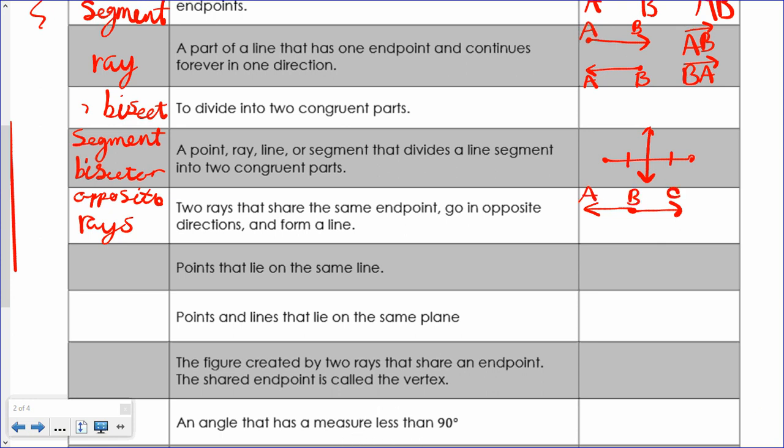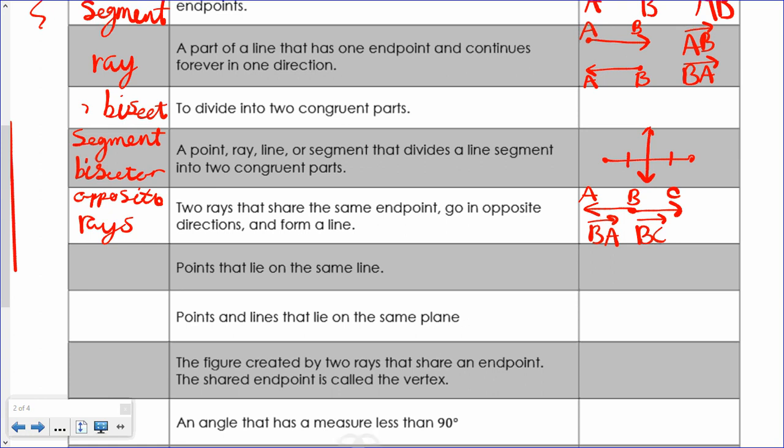So in this diagram, what are the opposite rays? I'm going to write them down. BA and BC. Notice how they both have the same endpoint, B, but they're going in opposite directions, but you have to name them correctly. The B comes first, and then the A and C come second for both of the names. Does that make sense?